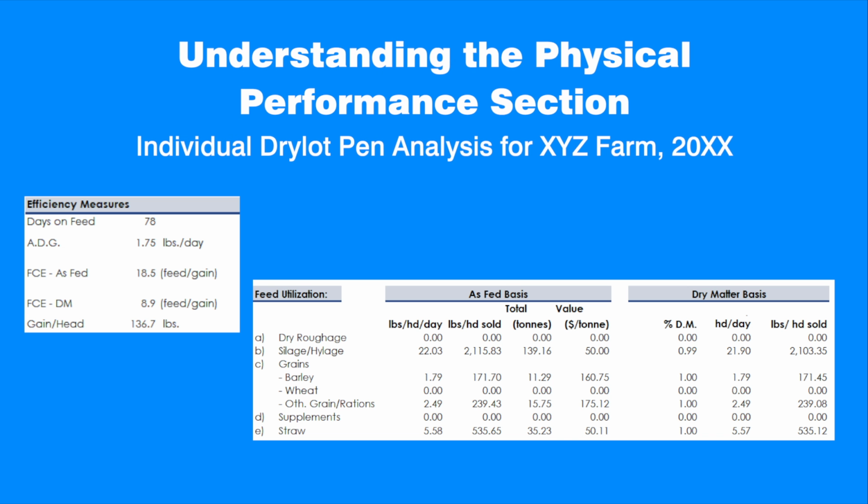The physical performance section covers such measures as days on feed, average daily gains, feed conversion efficiency, and feed utilization on a fed and dry matter basis. In this video, we will cover selected physical efficiency measures and direct you to the AgriProfits Report interpretation notes for a more comprehensive discussion on other measures.